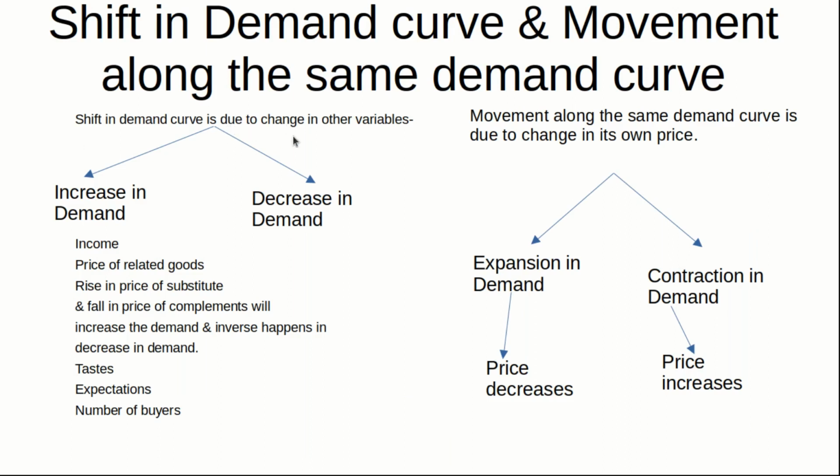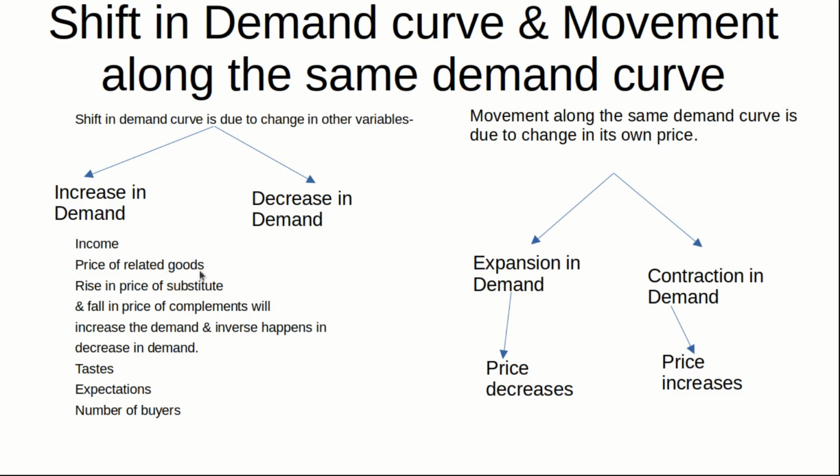Then we have shift in demand curve. It is due to change in other variables: increase in demand and decrease in demand. When there is an increase in demand, there is a rightward shift. When there is a decrease in demand, there will be a leftward shift. Okay. So when there is an increase in income, there will be a rightward shift. Decrease in income, leftward shift.